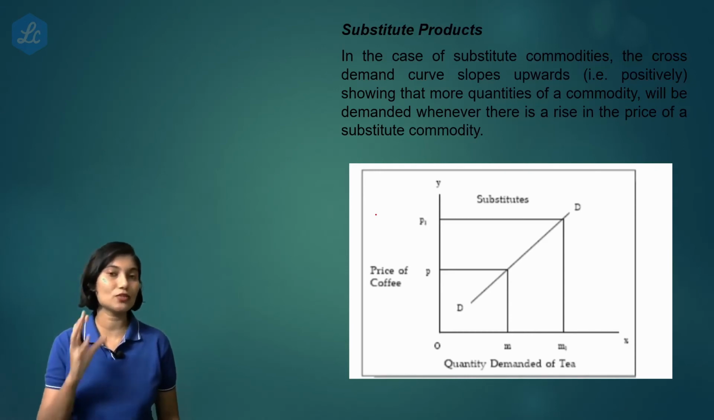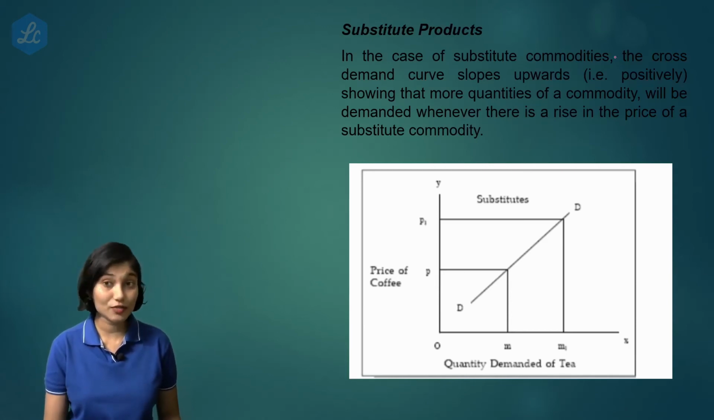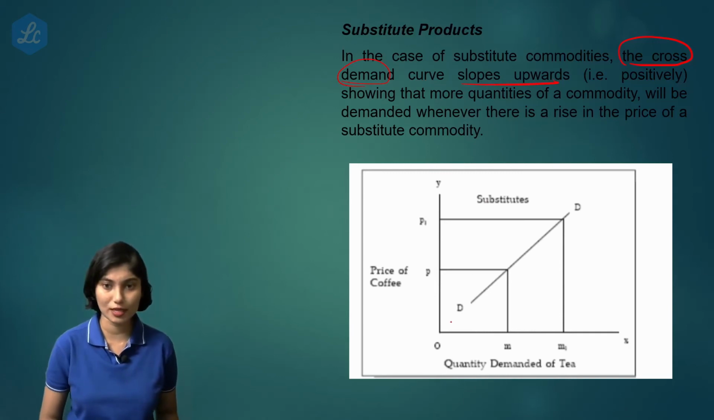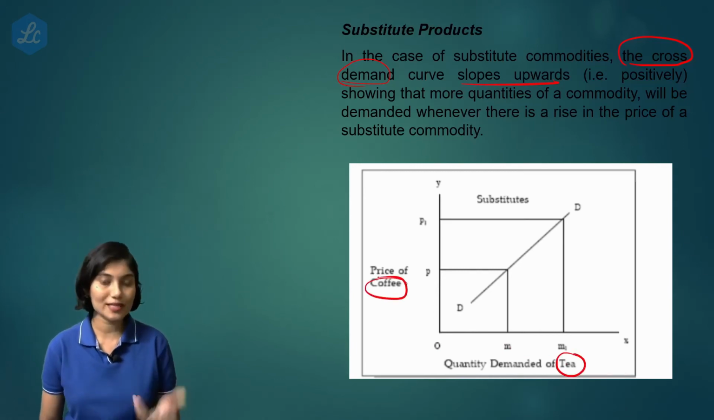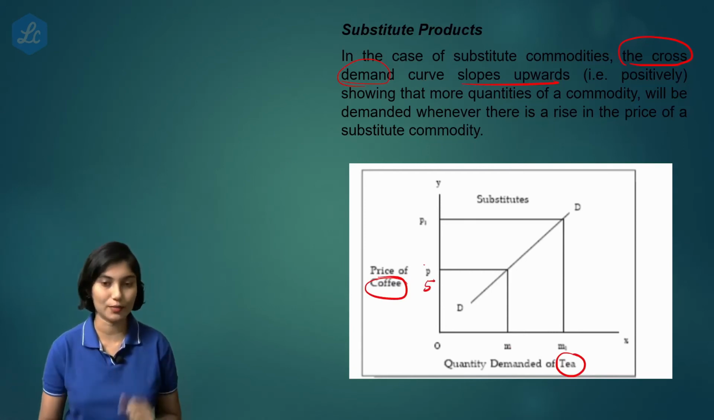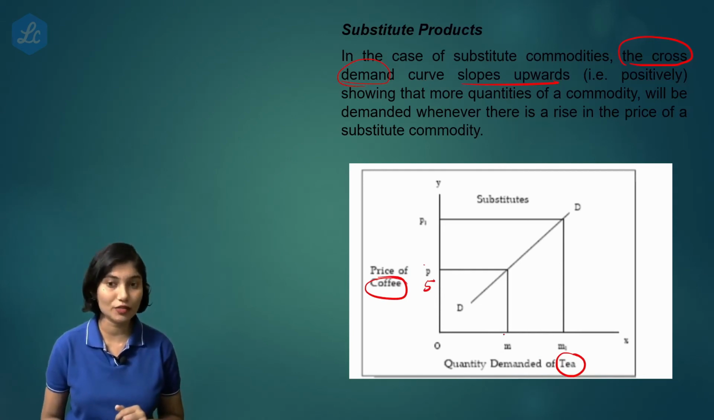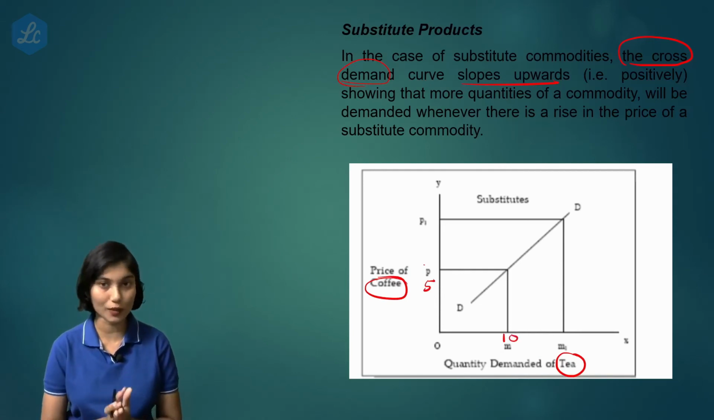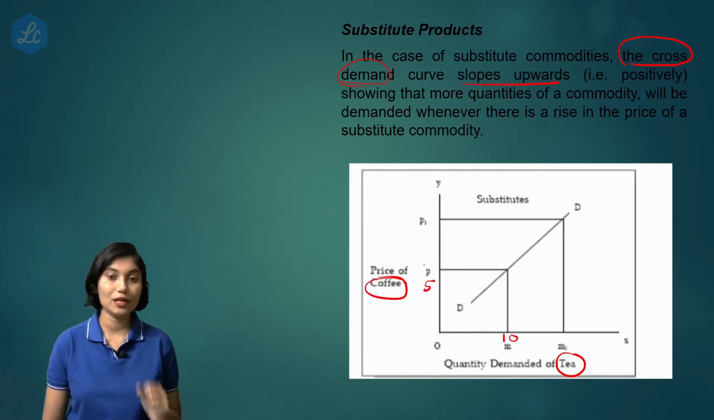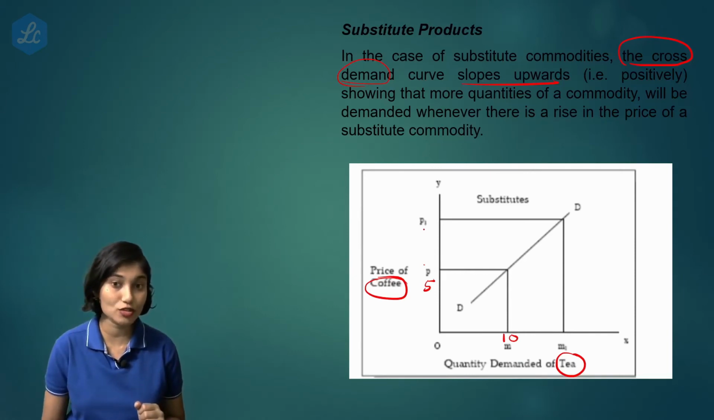Now, what happens in the case of substitute commodities? In the case of substitute commodities, the cross demand curve slopes upwards, positively. What does that mean? You see in this graph here, the quantity demanded is of tea and the price is of coffee. So what is happening? Now when the price of coffee, let us say, was 5, the quantity demanded of tea was 10 units. Now let us say the price of coffee increased to 10.